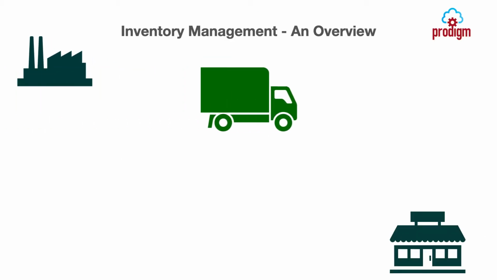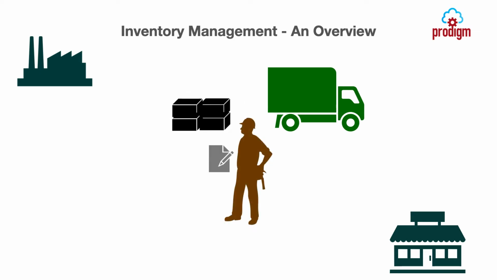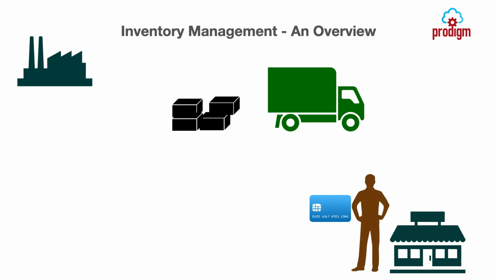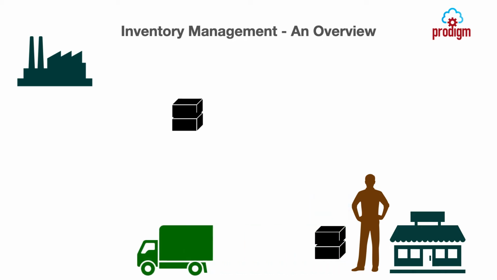Inventory management begins with the product arriving from the manufacturing plant. That inventory is then booked in by the warehouse man. Later on in the process, when you have a sale, the customer will purchase the product and that then gets delivered to that customer.